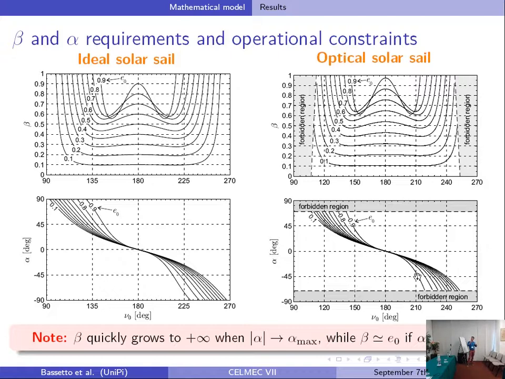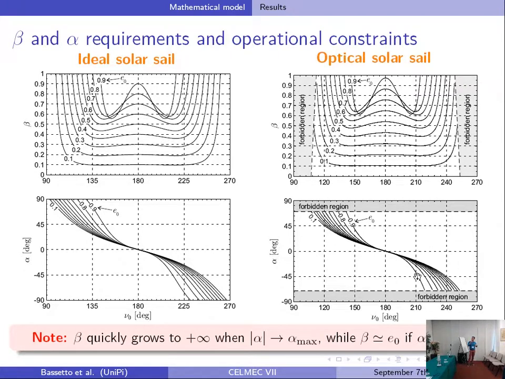You can see that if we consider small values of E0, and if we are sufficiently far from these regions, E0 is a weak function of mu0, and in particular, it is exactly equal to the osculating eccentricity if mu0 is equal to 180 degrees. So the value of the osculating eccentricity gives a rough idea of what the required lightness parameter should be in order to move along a logarithmic spiral trajectory.